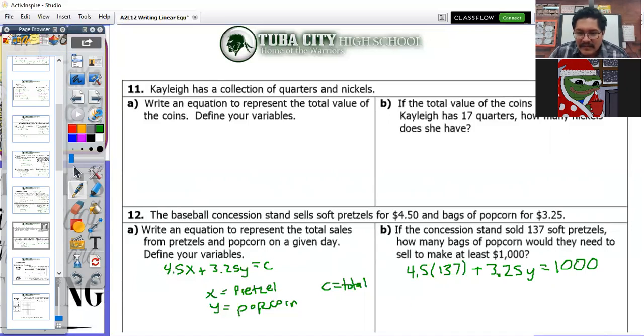So let's go ahead now. I'm going to use my calculator again. 137 times 4.5. And that would be $616.50 worth of pretzels. Wow, those pretzels really do add up.